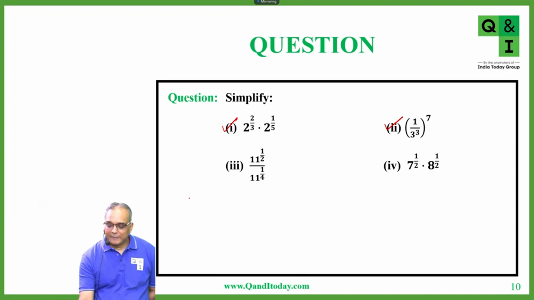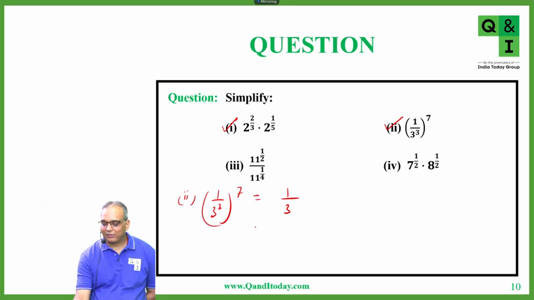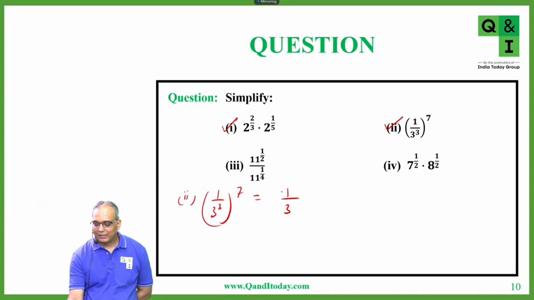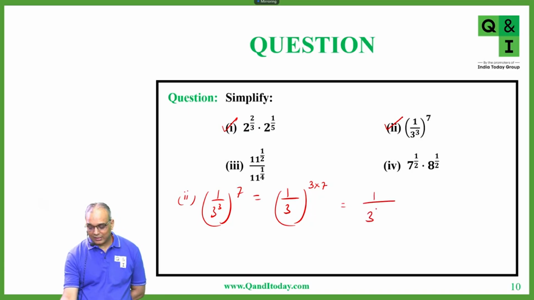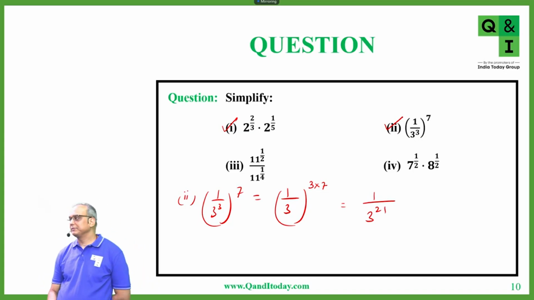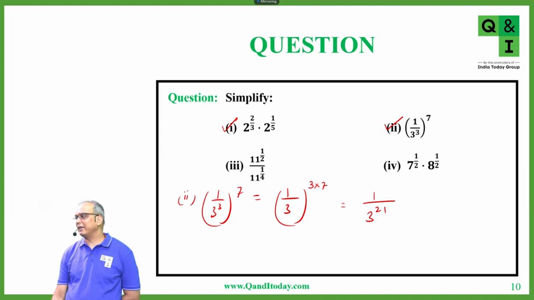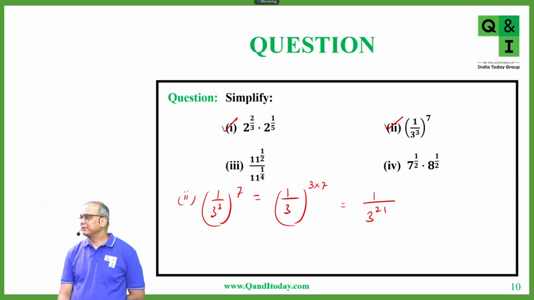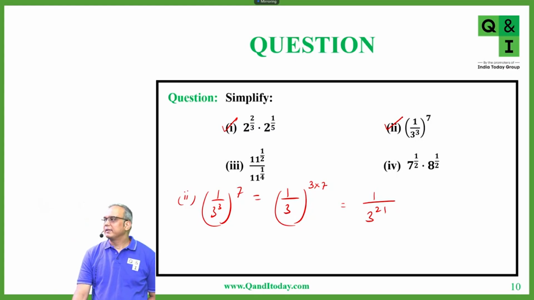Right? So in this second question, we have 1 by 3 to the power 3 raised to the power 7. This can be written as 1 by 3 raised to the power 3 into 7. So this is 1 by 3 raised to the power 21. Because 1 to the power 21 is 1 only, we leave it as 1 and then we go to the denominator. Is it clear?